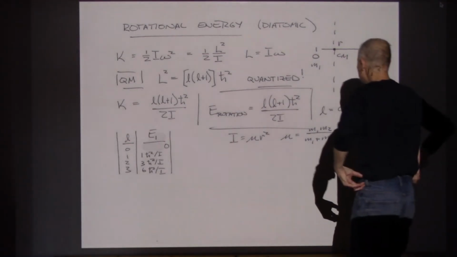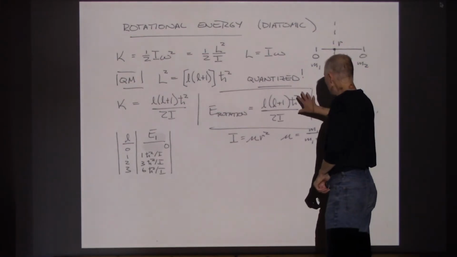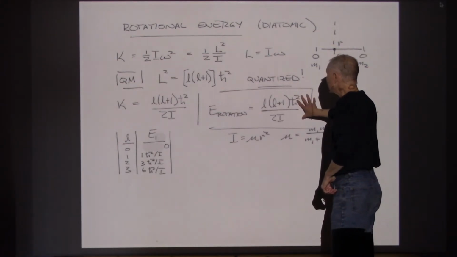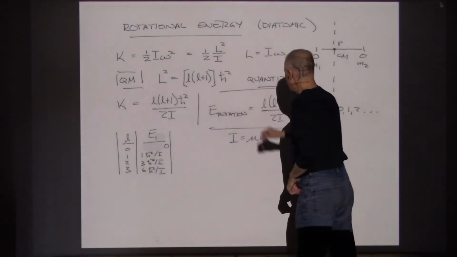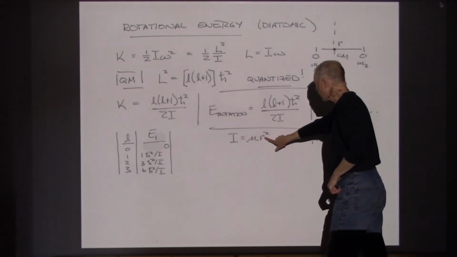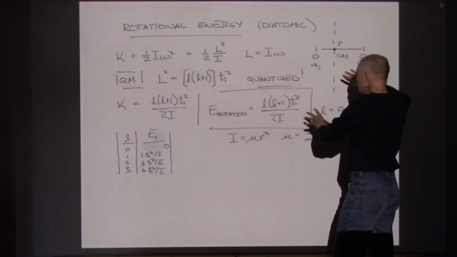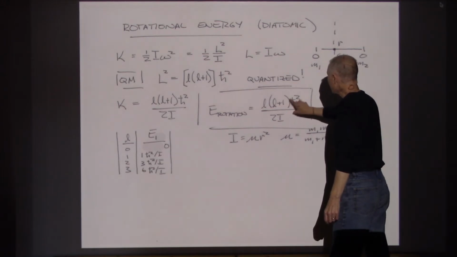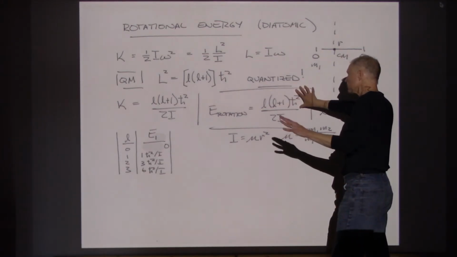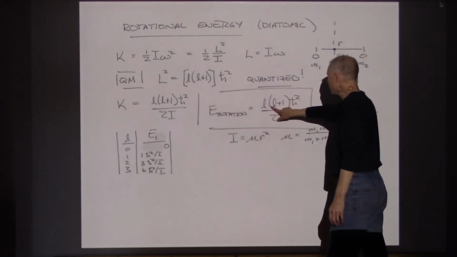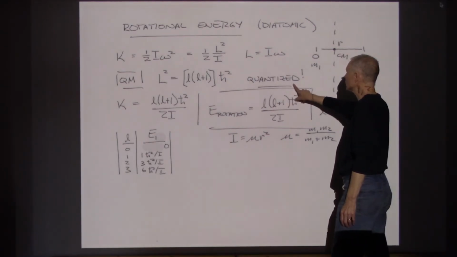We'll take a look and see how that plays out. So this is going to be our formula based on quantum mechanics. I calculate I from all the m's and the r's, plug into this formula, put in h bar, that's just a fixed constant, and then I start putting in values of the quantum numbers.